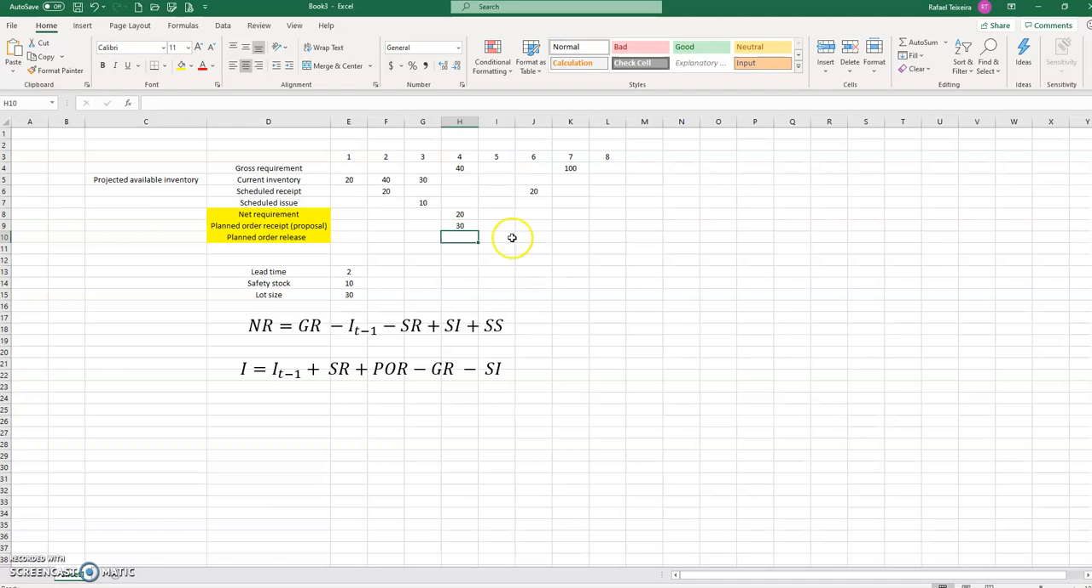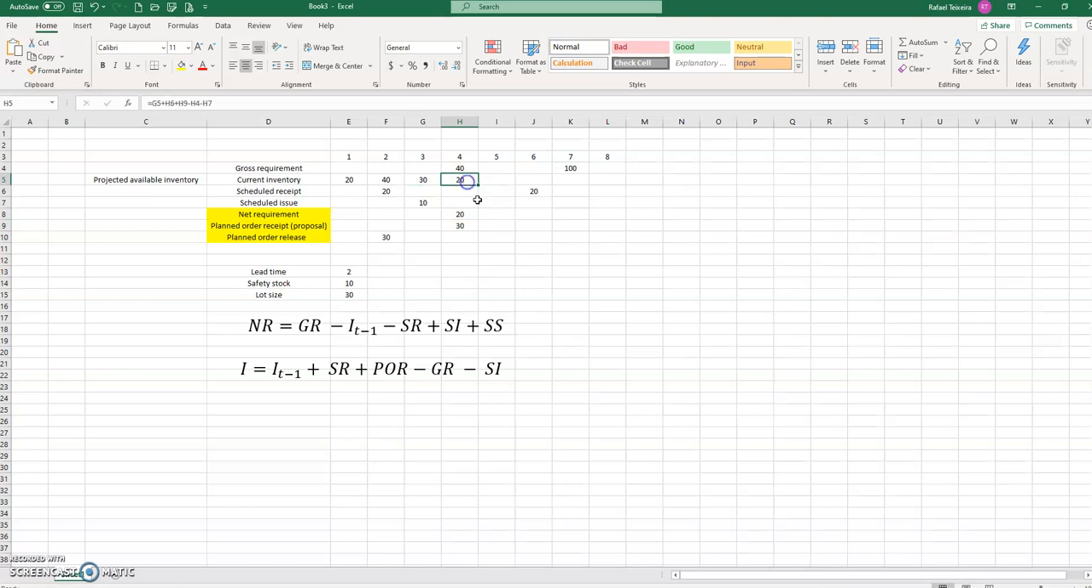But this tells me when I'm going to get the units. However, it takes two periods to produce these 30 units. So I have to release a planned order in week 2. I have to release a planned order of 30 in week 2 in order for our production process to be ready to send to me in week 4.